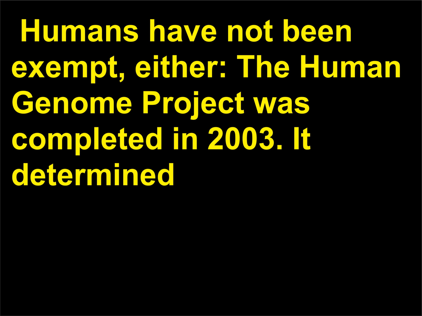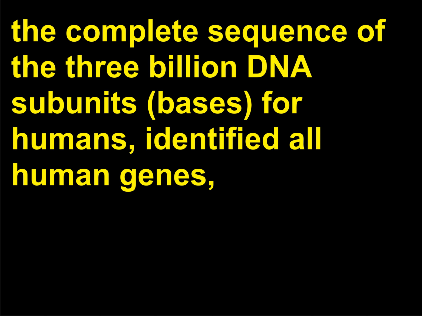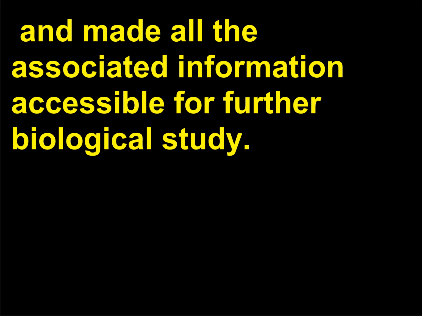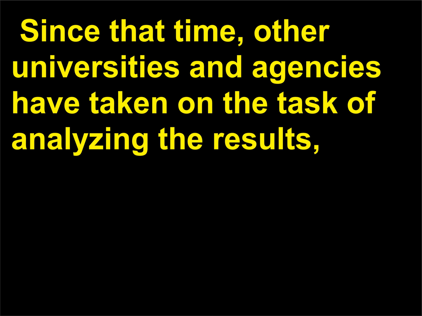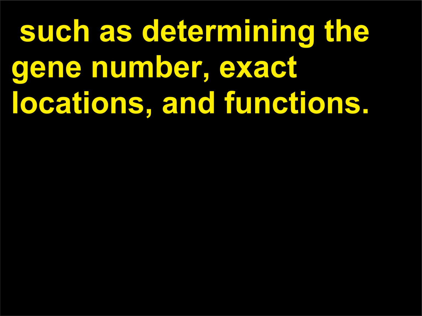The Human Genome Project was completed in 2003. It determined the complete sequence of the 3 billion DNA subunits, bases, for humans, identified all human genes, and made all the associated information accessible for further biological study. Since that time, other universities and agencies have taken on the task of analyzing the results, such as determining the gene number, exact locations, and functions.